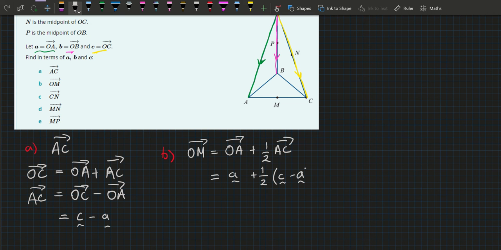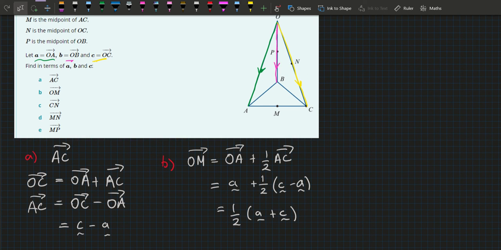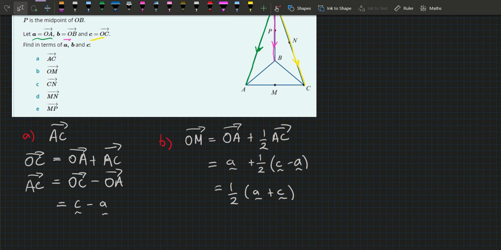Okay, and that will mean that we've got a plus a half of c minus half of a, which is equal to a half of a plus c. So I want you to notice here we've got the midpoint between A and C, and it's equal to a half of a plus c when we're talking about points from the origin. Let's think about what that means down the track. It's actually a really important fact. It will save you a lot of time, just like an average.